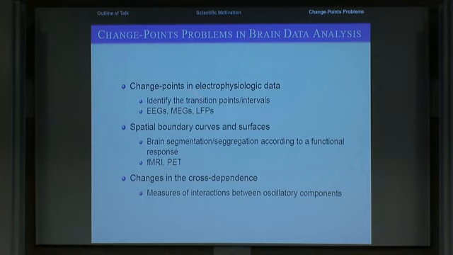Now, this is for temporal data. We're looking at changes over time. There could also be spatial boundary curves and surfaces. Local field potentials are also electrophysiological recordings that are directly on the neurons. It's very invasive. We have rats where we really insert the electrodes inside. So not very many humans volunteer to be in that study. Not a lot of college kids in the US will.